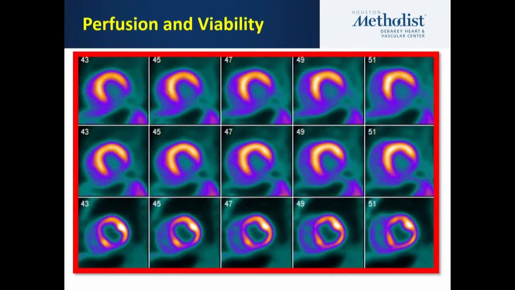And here, a zoomed in image, where you see a very dense fixed defect. But when you do FDG imaging for a viability protocol, you're able to see that it is fully viable. You can see here, for example, on stress there is a defect, on rest there is a defect, but we did viability and there is actually a good amount of uptake in that area, indicating that these patients have hibernating myocardium in that area.